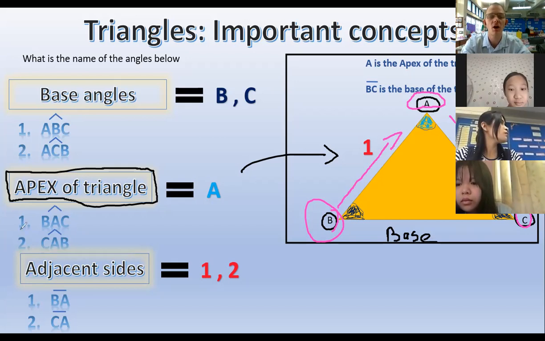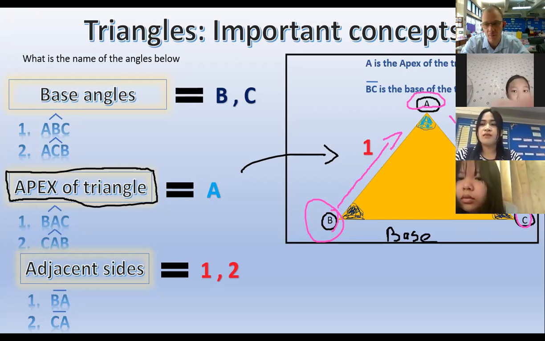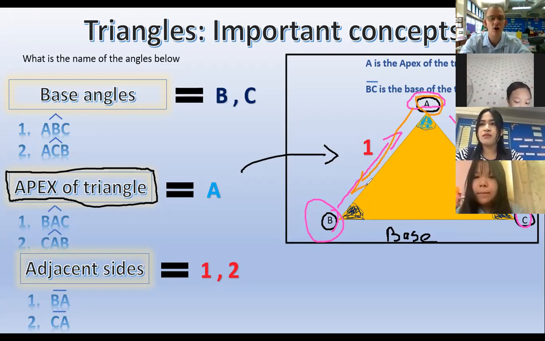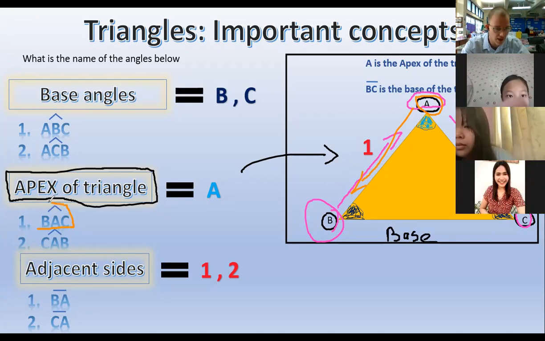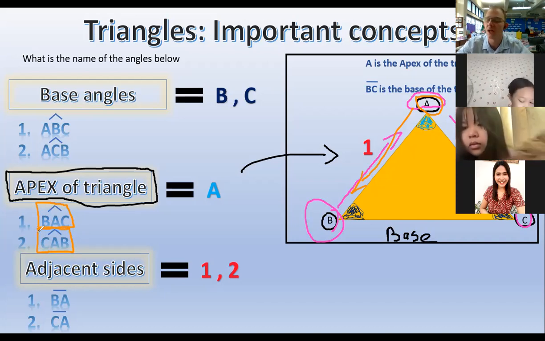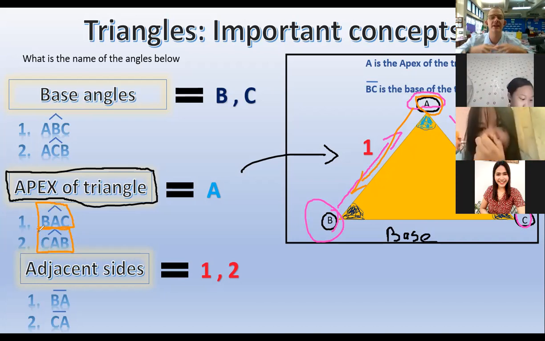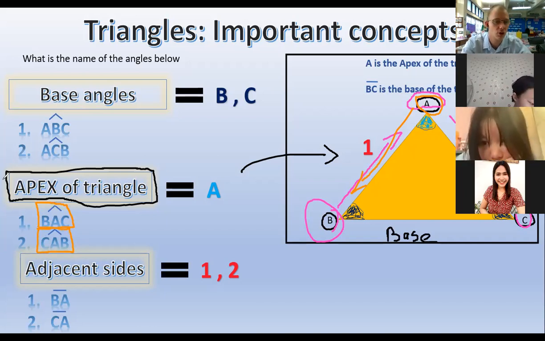But we can also do the opposite side for the apex angle, which is going from C to A and then down to B. So there are 2 ways of writing this apex angle's name. We have the BAC at the bottom here, and we also have the CAB. They mean exactly the same. There's no difference. The angle A is the important one because we're looking at the apex.